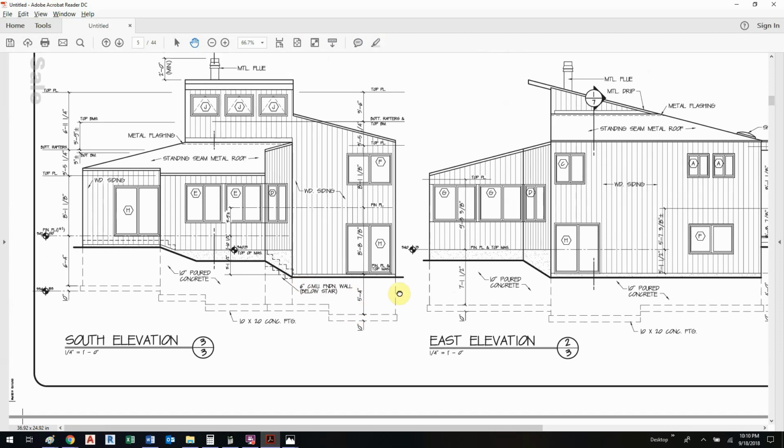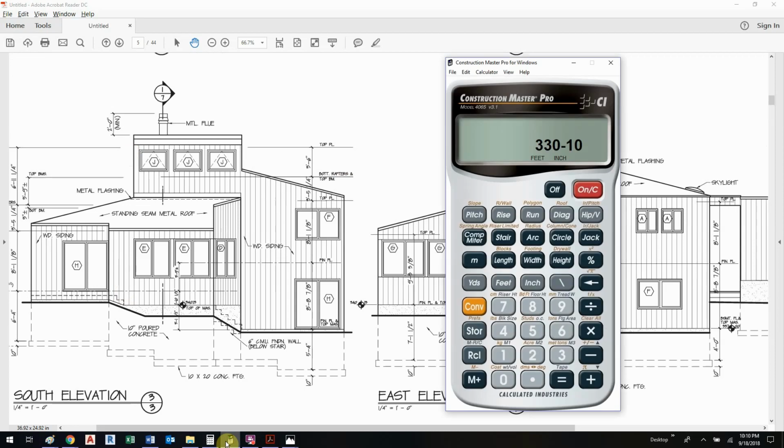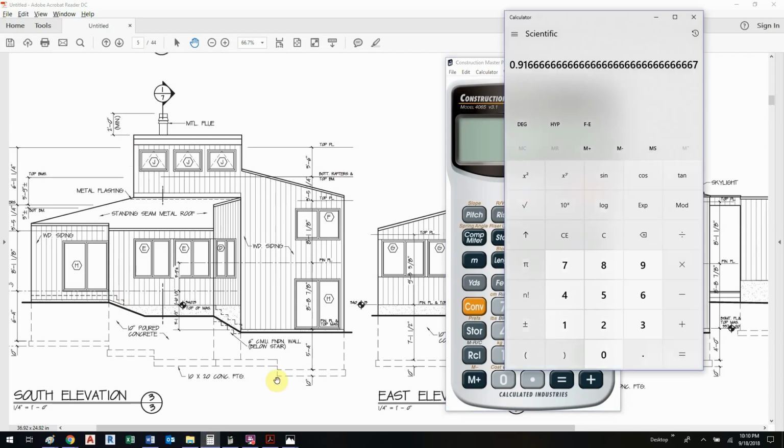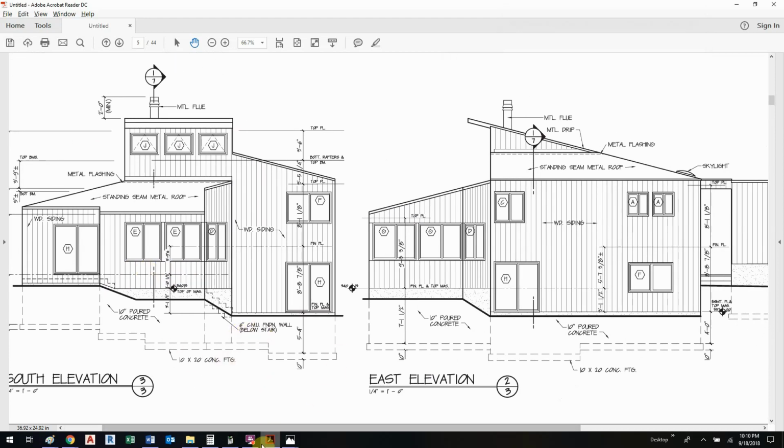That makes it a lot easier when you're trying to read these plans. If all you have is this calculator, you can easily put this stuff into it and spend less time trying to figure it out and more time getting on with your work.